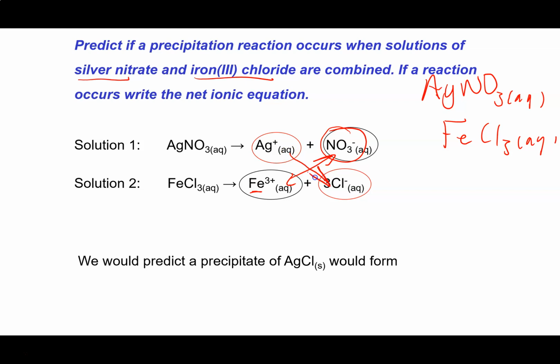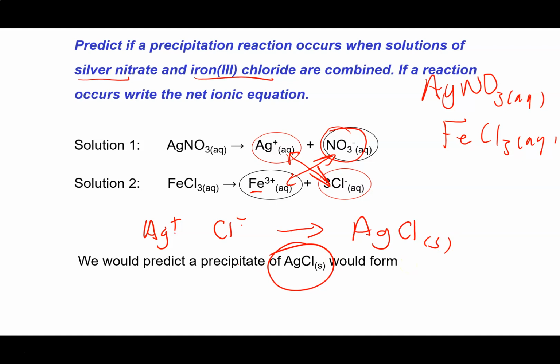Now consider the silver with the chloride. Halides are generally soluble except for silver, lead, and a few other examples. So the silver ions are going to combine with the chloride ions. What are they going to form? Because they have equal and opposite charge, they're going to form silver chloride solid. So we're predicting that a precipitate of silver chloride will form. It says if a reaction occurs, write the net ionic equation, and I kind of just accidentally did that.